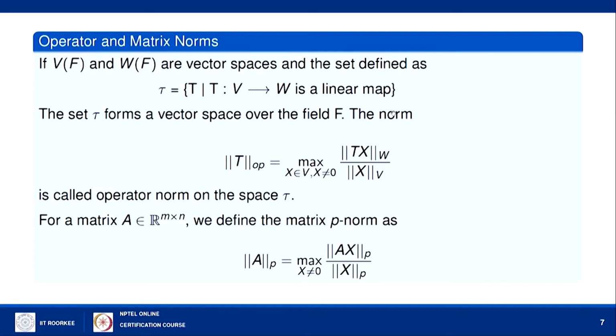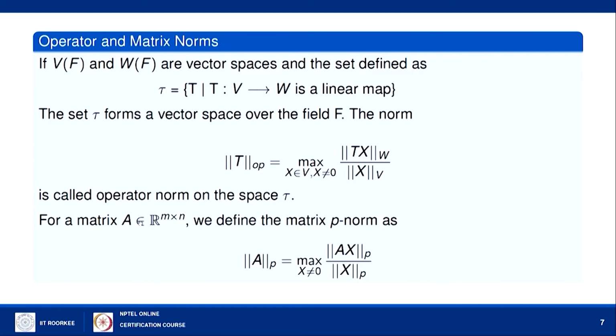Now, define the operator norm of T as the maximum, over x belonging to V with x non-zero, of the norm of T x with respect to W upon the norm of x with respect to V, because T x will be a vector in the vector space W. This norm is called the operator norm on the space tau, where tau is the space of linear transformations. So, let us understand it another way in terms of matrices.